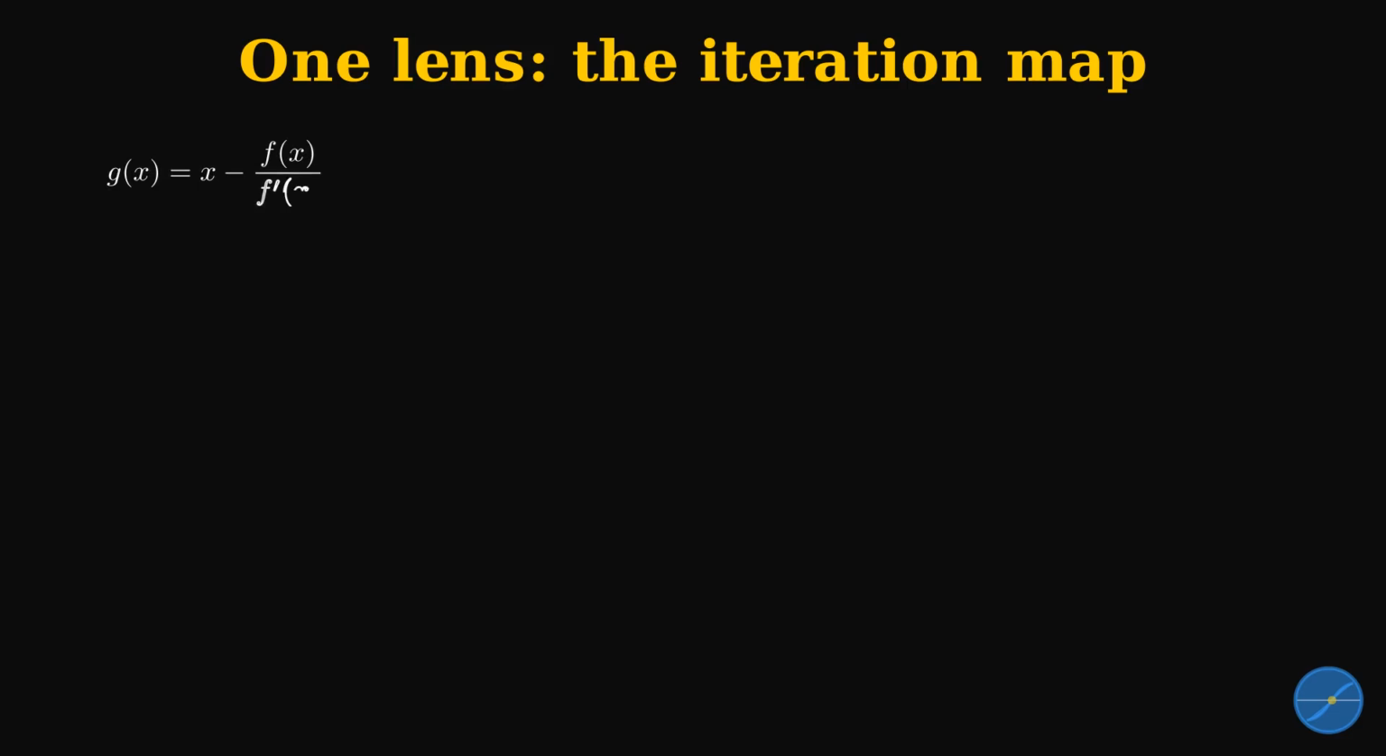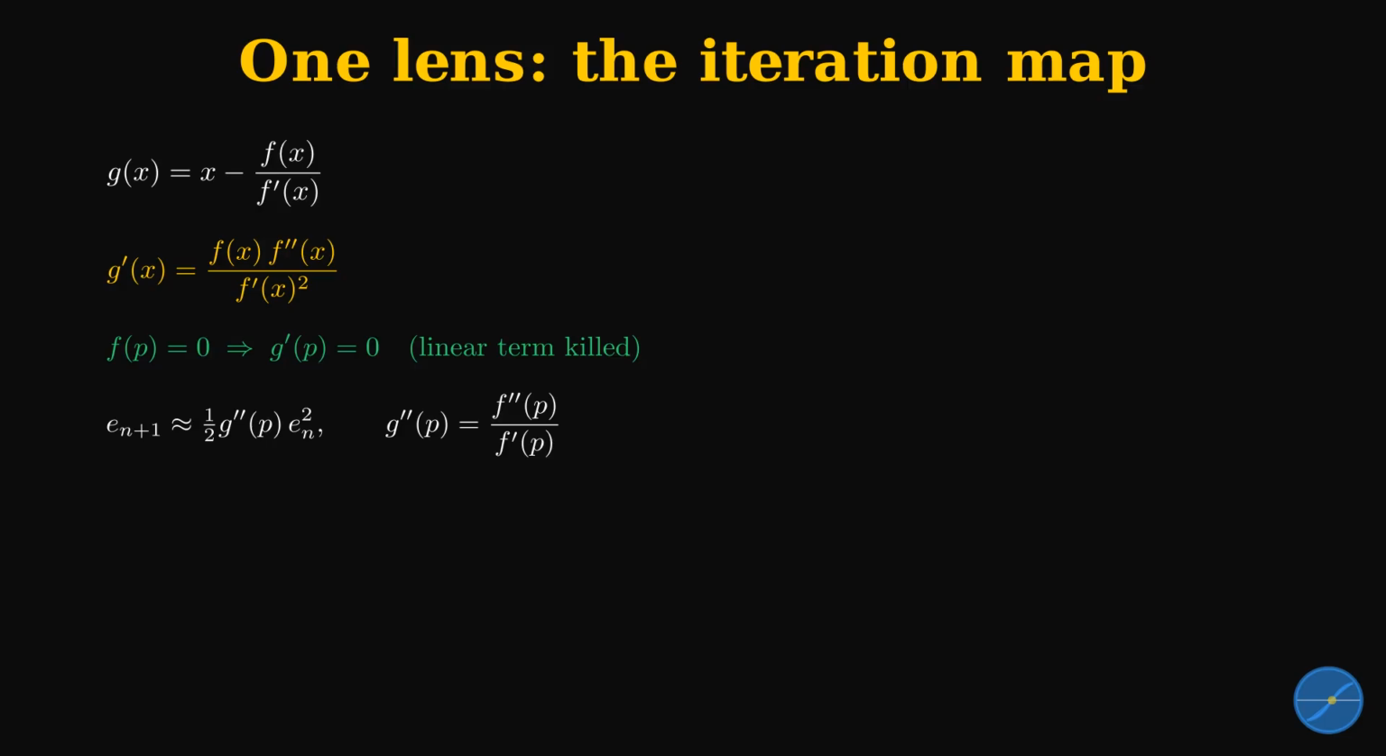Now Newton. Its map subtracts f over f prime. Differentiate it with the quotient rule. The ones cancel, it collapses to f times f double prime over f prime squared. At a simple root, f of p is 0, so g prime at p is 0. The linear term dies. What's left is the squared term, with g double prime equal to f double prime over f prime. So Newton's constant is f double prime over 2f prime.